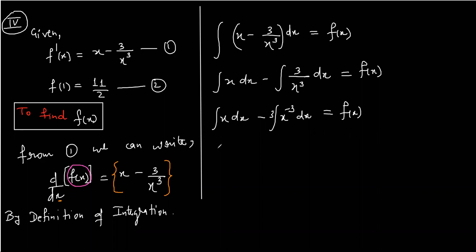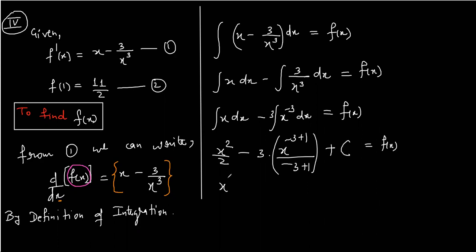So integration of x is x square by 2 minus 3, and this is x raised to minus 3 plus 1 upon minus 3 plus 1. Okay. Plus c equals f of x. So this gets me x square by 2. This is minus 2, so it will become plus 3 by 2, into x raised to minus 2, which is 1 upon x square, plus c equals f of x. So this is my equation number 3.